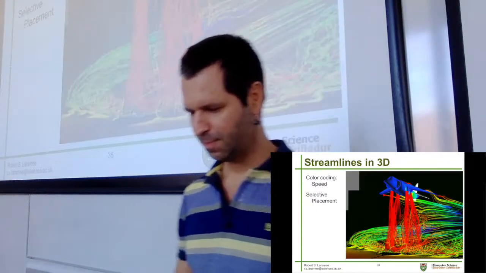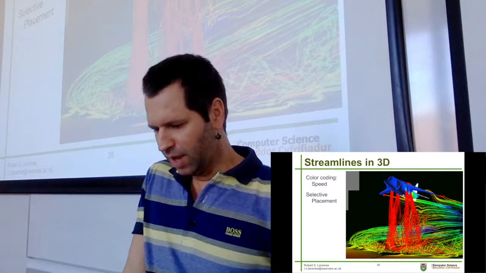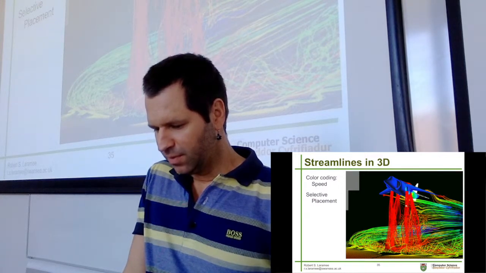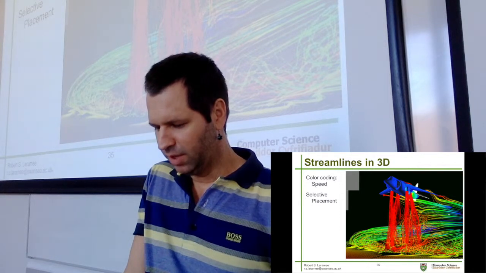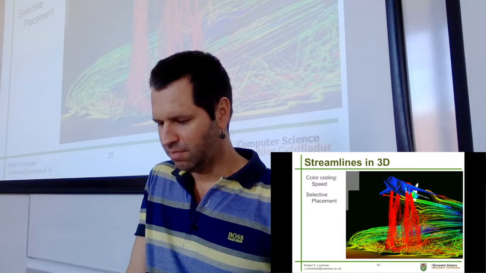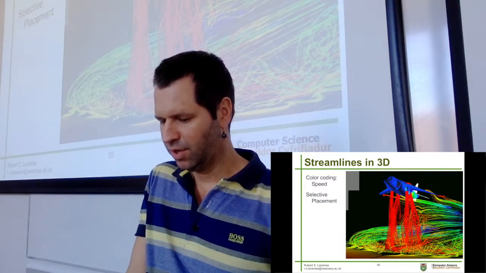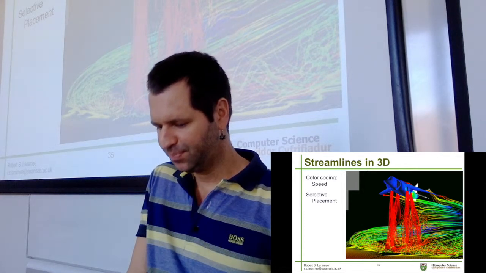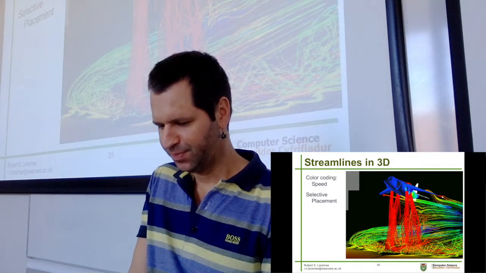So here are some streamlines that are color mapped. Red means high velocity and blue means relatively slow velocity. And these have been placed manually, right? They're not everywhere distributed. They're placed selectively, right? There's the vortex shedding again. Everybody remembers that, I'm sure.